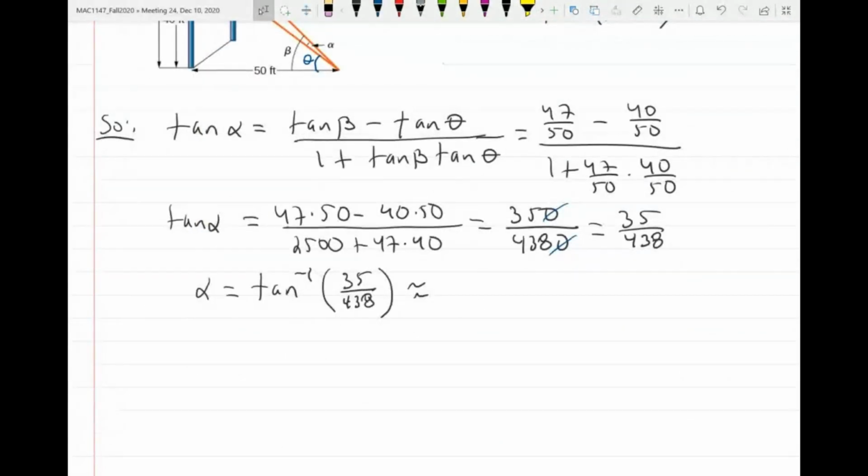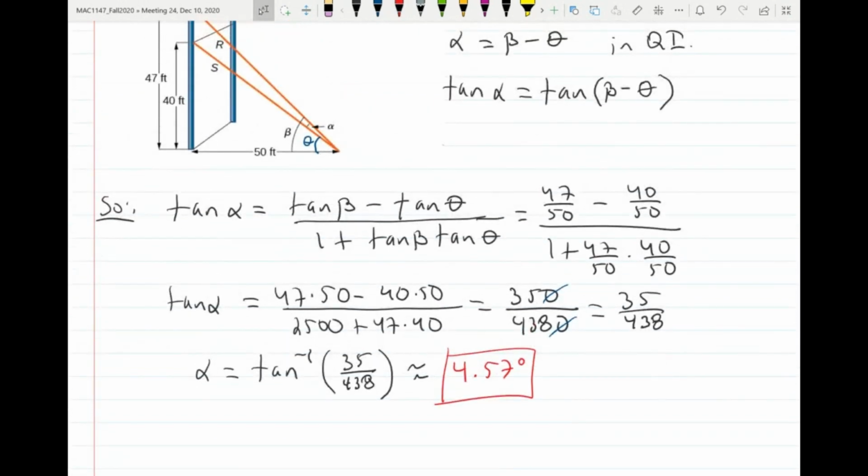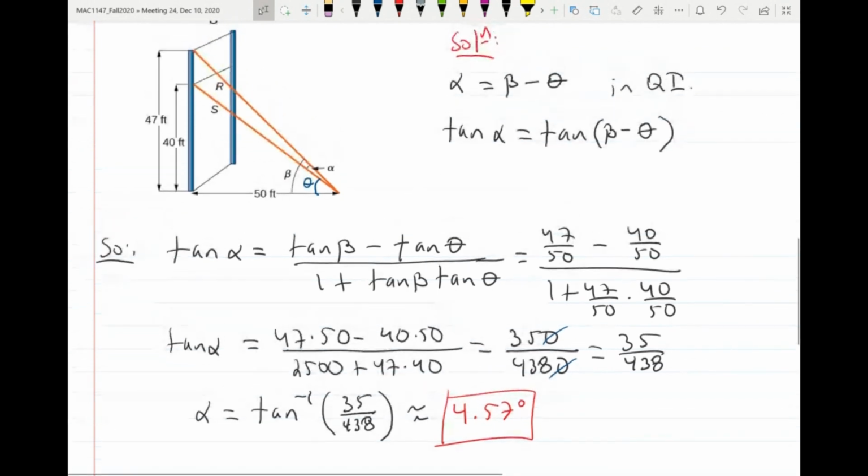So let's see, go ahead and figure it out. Tell me what you get. Make sure that you understand how to do this. Or hopefully you already calculated that. I just did it with my calculator, so you should get 4.57 degrees. Very good, Maria. So that little angle alpha in the picture is about 4.57 degrees. Questions? Questions on this application?